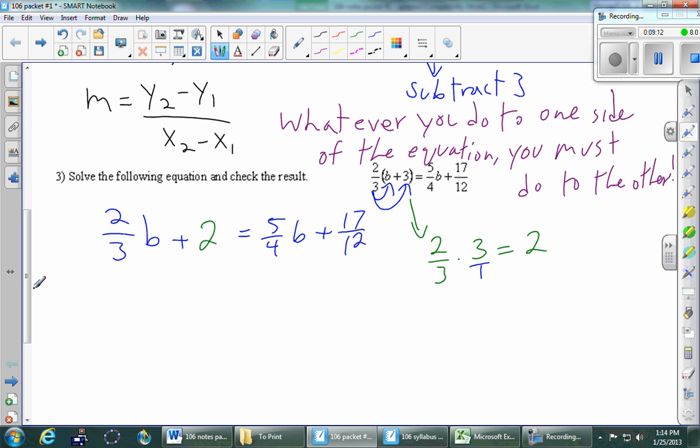For example, if I multiply over here, this thing right here, if I multiply it by 3, then that 3 is going to cancel with the 3, yes? That's a good thing.